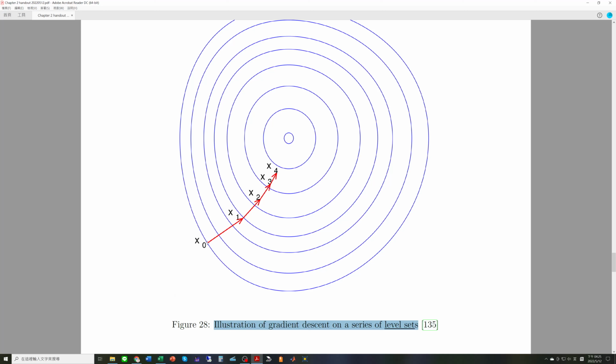Then we find the direction of the negative gradient, which is the red arrow, and we arrive at the point x1. At the point x1, we also find the negative gradient, which is the red arrow, and then we reach x2 and so on, and it goes to x3 and x4. Finally, we will approach the minima here.